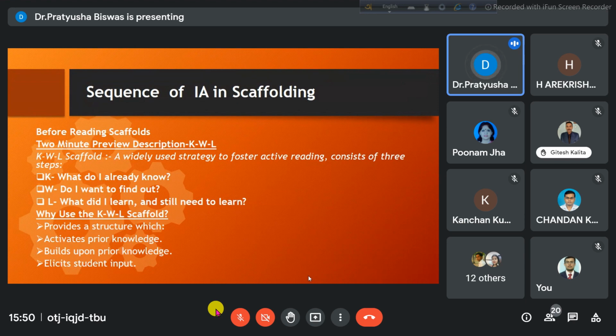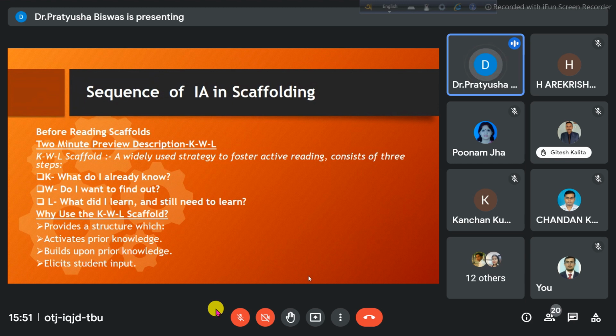Learning, as I told you, is an ongoing process. We must always be open to unlearn and relearn what we have learned. So, as the sentence is a kind of paradoxical statement, it aptly justifies that this KWL scaffold is a widely used strategy to foster active reading. By active reading, I mean children who are currently in their academic career and actively pursuing their studies. The KWL scaffold is something that we unconsciously use in our day-to-day classroom.